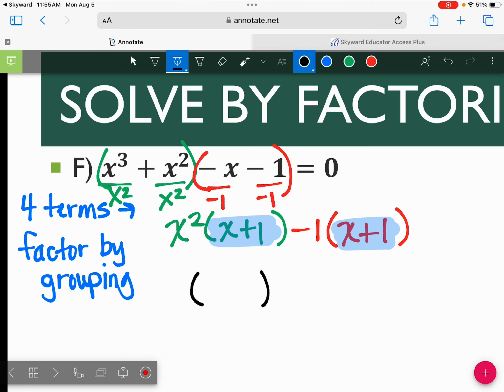All right, so now we're ready to finish this out. Go ahead and make your 2 parentheses. So in one parentheses, I have my x plus 1. And in my second parentheses, I'm going to put my GCFs. So I'm going to put the x squared and the minus 1.